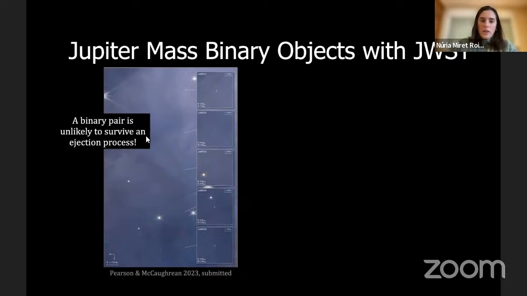Maybe only let me add a word of caution here, because these objects are extremely embedded into their parent molecular cloud, and the amount of extinction that they have is extremely high. So it will be really important first to confirm the mass of these objects and to confirm that they are indeed planetary mass objects before we can analyze further the conclusions. But if this is confirmed, this is going to be a very, very exciting result.